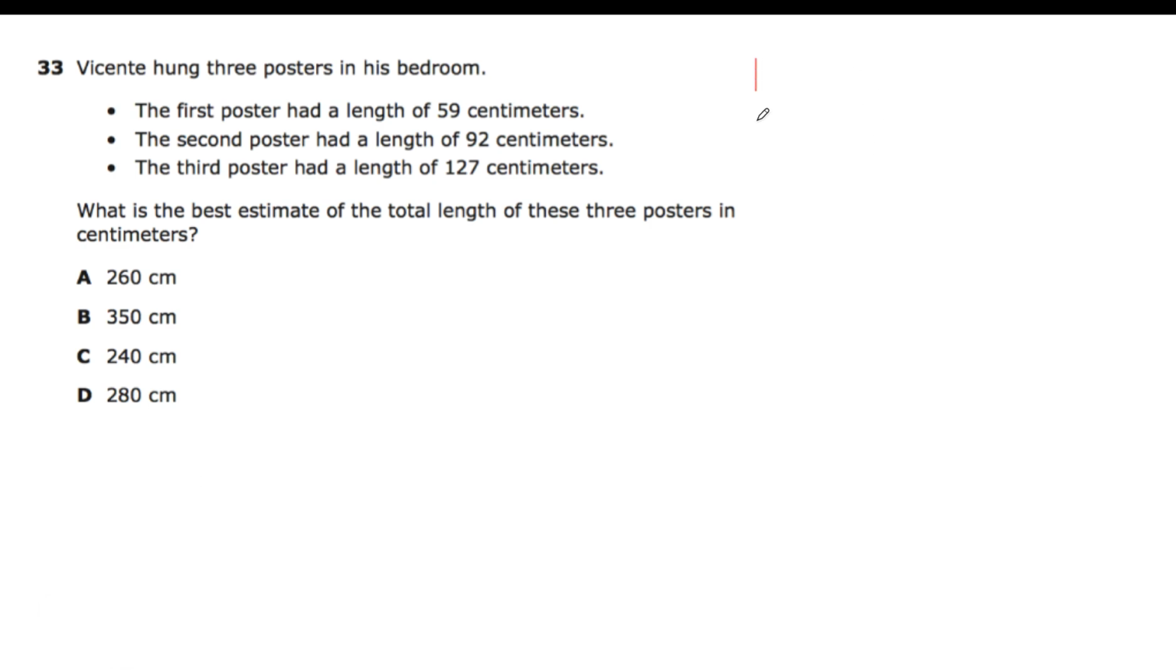So we have this one that's 59, this one that's 92, and this one that's 127. And we would need to add these together, but we are estimating. So before we add them together, we are going to round these numbers to the nearest ten to find an estimate. So we are going to use our vertical number line to find the estimate of these numbers. We're going to start with 59.